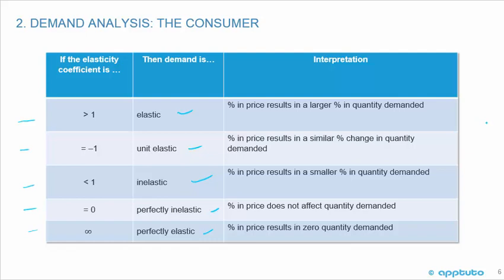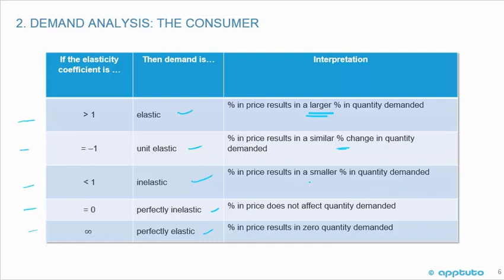So if the elasticity coefficient is greater than 1, demand is elastic. Percentage change in price results in a larger percentage change in quantity demanded. So those are the key words that I would key in on: elastic, larger. Okay, if it equals -1, unit elastic, then a percentage change in price results in a similar percentage change in quantity demanded. Okay, so it's change in price, similar change in quantity demanded.